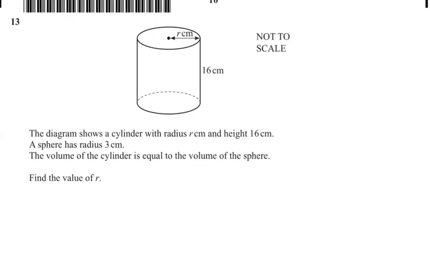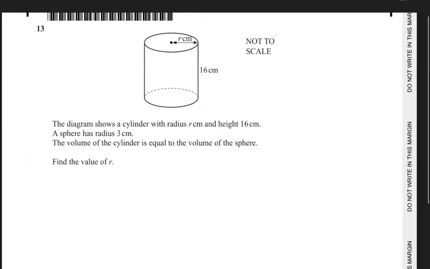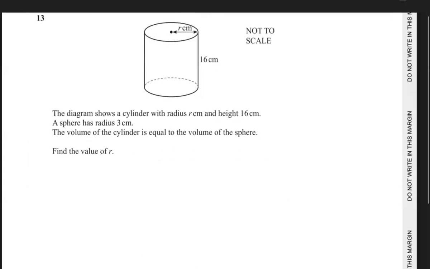Geometry questions. Okay, this one is actually pretty straightforward as well. Believe me or not, it's just working formula. The diagram shows a cylinder with a radius r and a height of 16 cm. A sphere has radius 3 cm. The volume of the cylinder is equal to the volume of the sphere. You see a lack of sphere here? Draw it out.